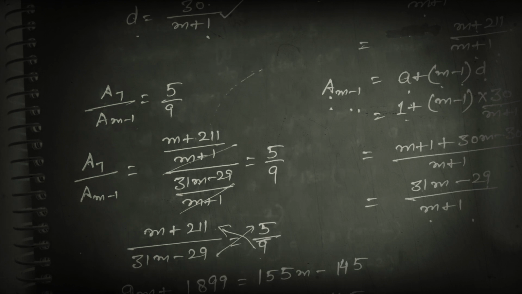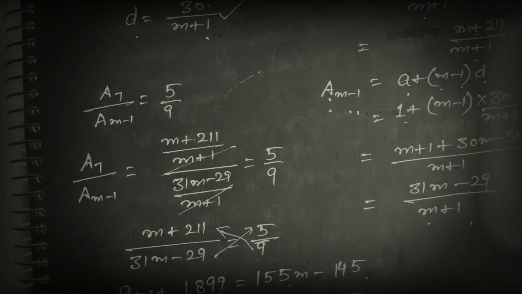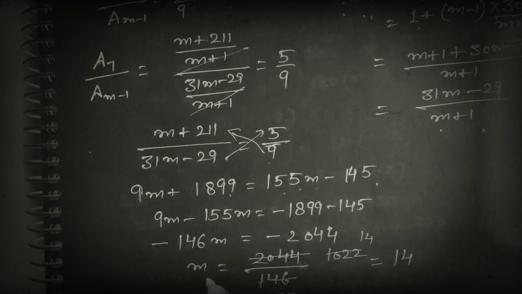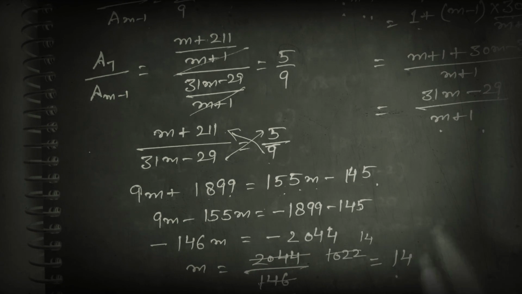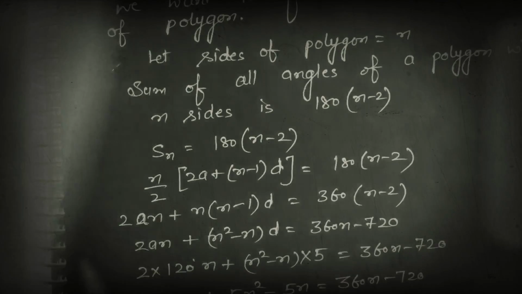After cross multiplication we will get 9m plus 1899 is equal to 155m minus 145. Take m terms on one side and constants on the other side. Then m will be 14. m की वैल्यू आपके पास क्या आ जाएगी, 14. So there are 14 arithmetic means. Now come to the next question.